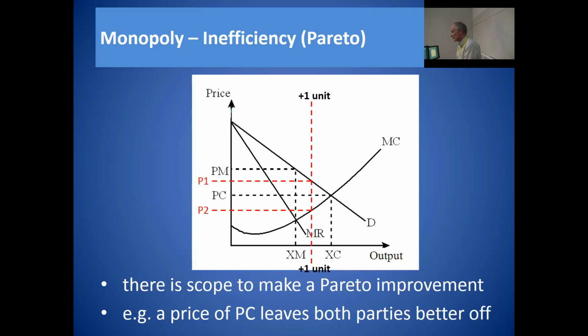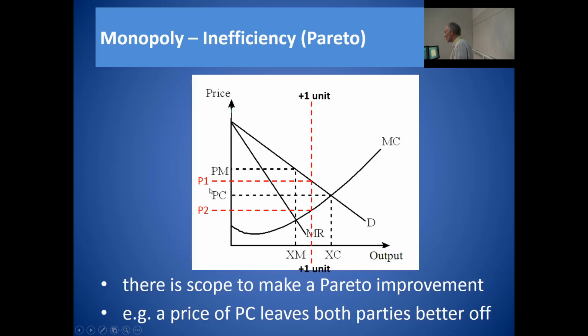To make a Pareto improvement, we can't make one person better off at the expense of the other. So I've said that the consumer is better off. They would pay a lower price PC, but they would have been prepared to pay more. What about the monopolist? Would the monopolist benefit from selling that unit for a price of PC? Give you a clue, the answer is yes.